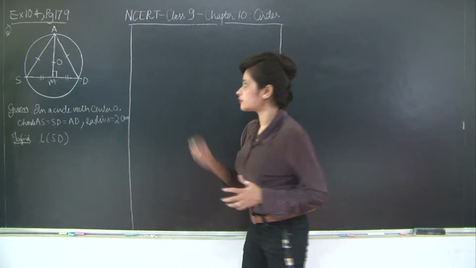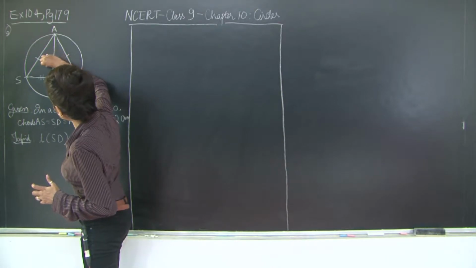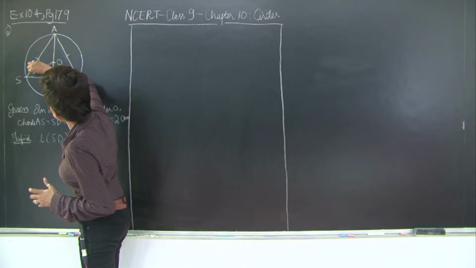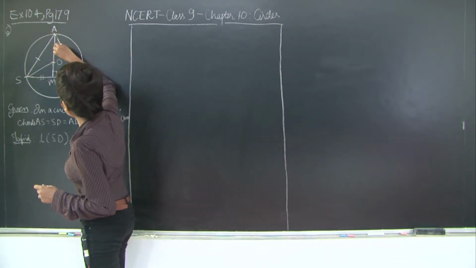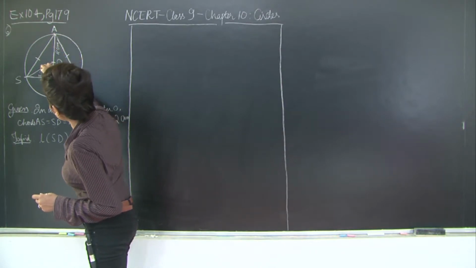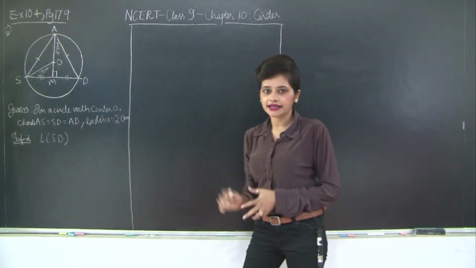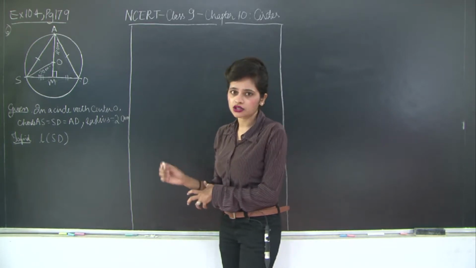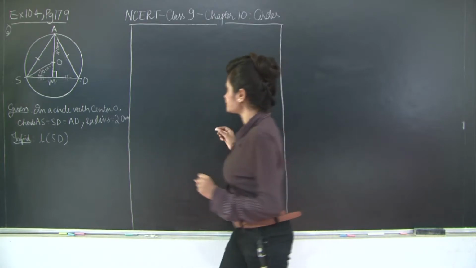We will also join these lines, OS. We know that this is the radius, so let's mark the radius. OA is the radius, I'll say it is 20 meters, and OS is also the radius, it is also 20 meters, correct? Now let us just go ahead and write down what we have, the construction and whatever we learned so far, and then we will go about with finding the length of SD.